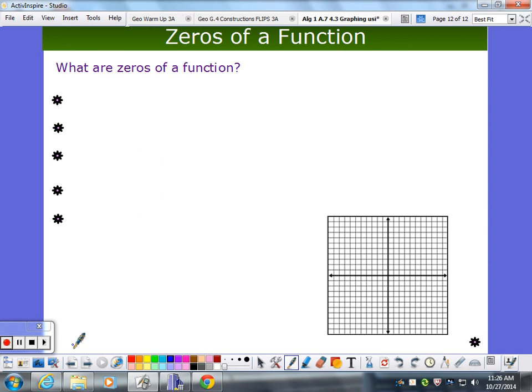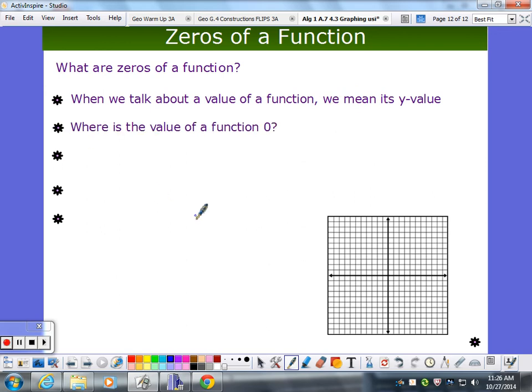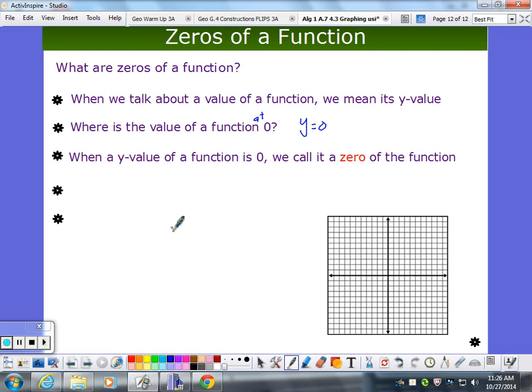It's easy though. When we talk about a value of a function, what's the function at this x value? We're talking about what its y value is. So when I say, what's the value of a function at 0, what do I mean? I want to know when y equals 0. I want to know when the function itself is 0. When the y value of a function is 0, we say it's at 0.